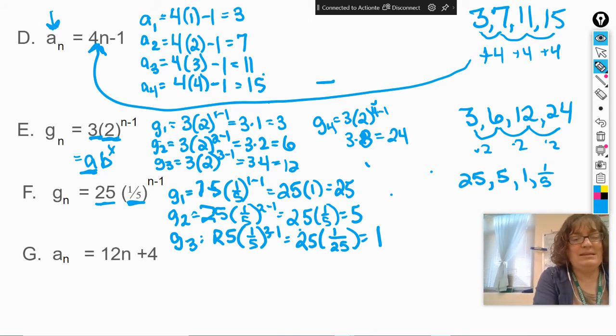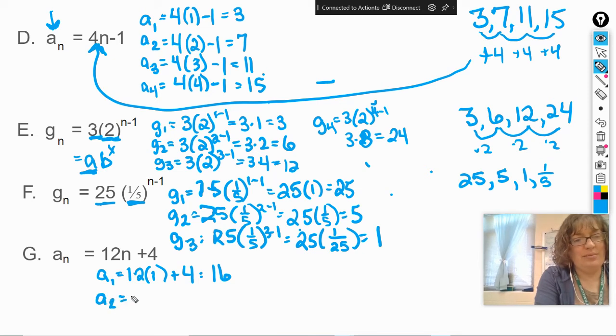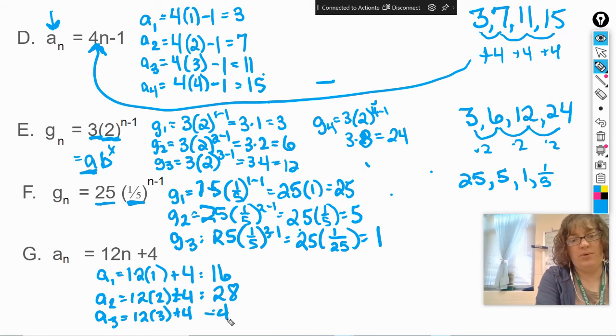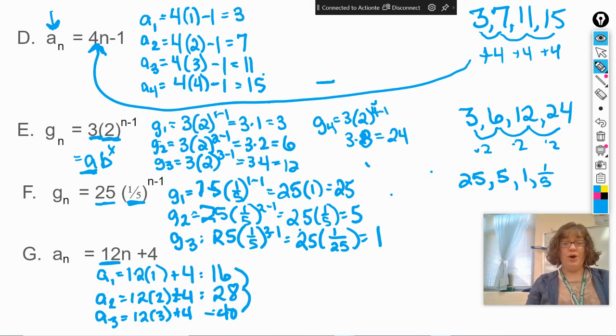Back to an A, so that means arithmetic. So it should be following a pattern of adding or subtracting. So 12 times 1 plus 4. 12 times 1 is 12, plus 4 is 16. To find the second term, I'm going to take 12 times 2. That's 24, plus 4 gives me an answer of 28. To find the third term, I'm going to take 12 times 3 plus 4. That's 36 plus 4 is 40. And I see that my pattern is adding 12 each time, which is what my slope ended up being.